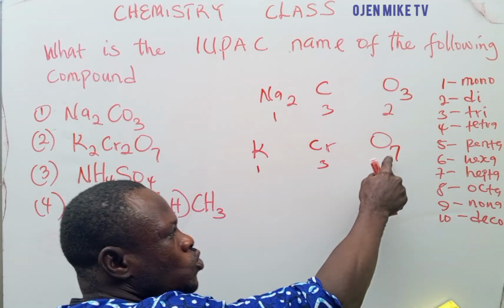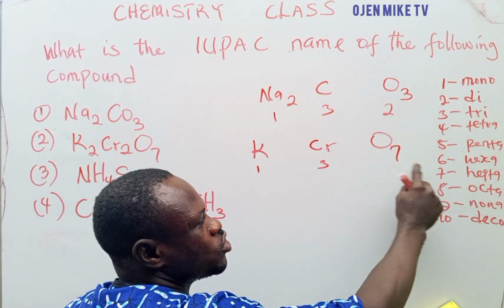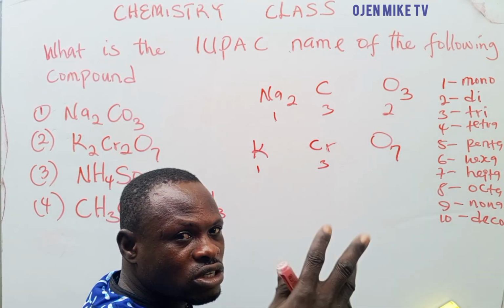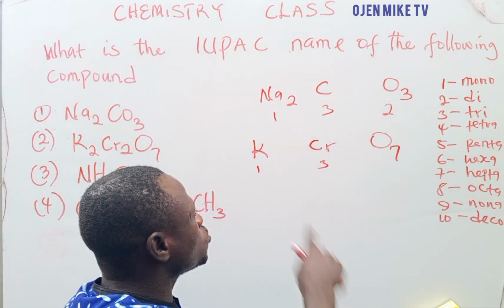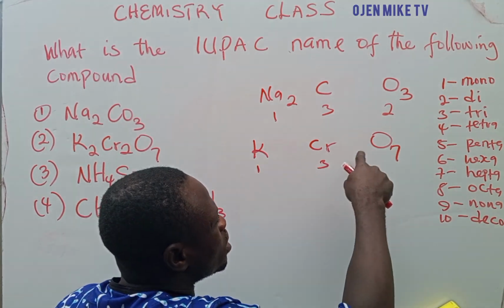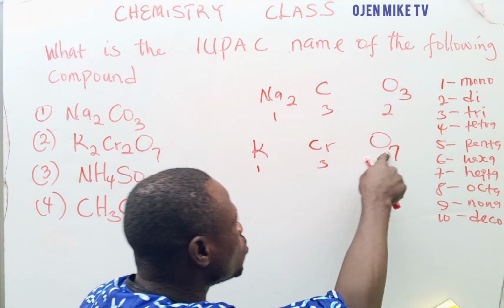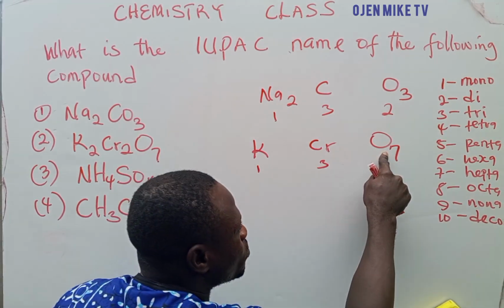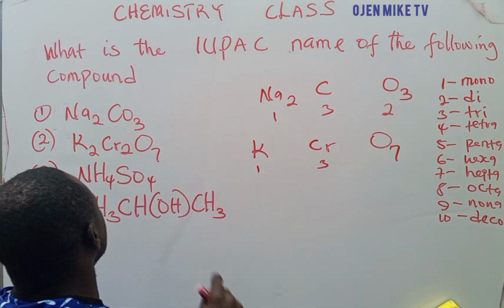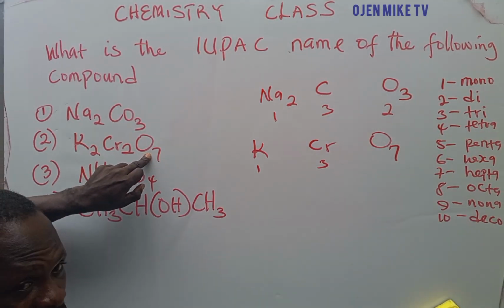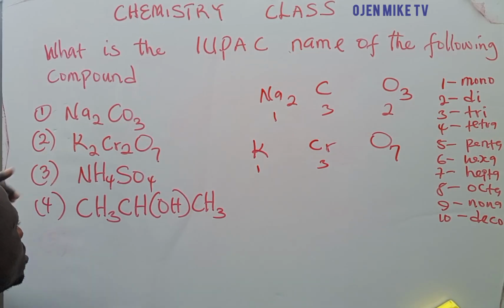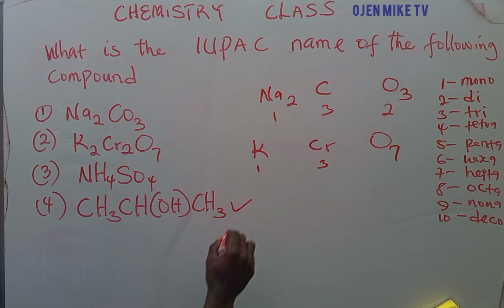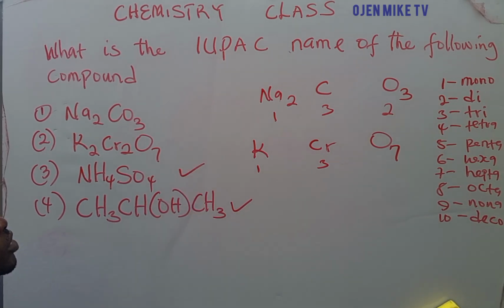Potassium heptaoxo. Hepta is the 7 atoms of oxygen. Don't call it oxygen, you call it oxo. So potassium heptaoxochromate. Now you are going to do this one and do this one and put it in the comment section.